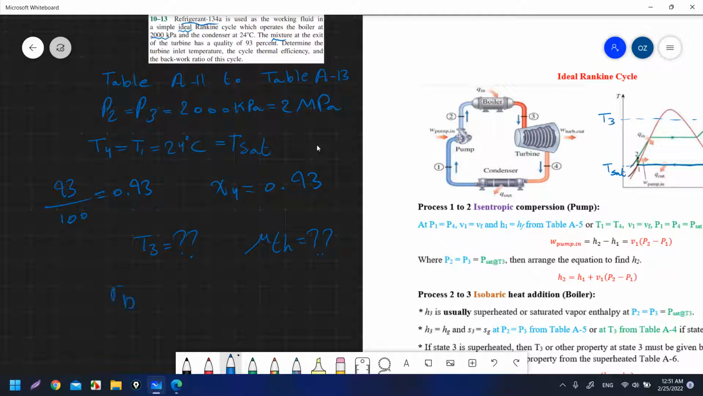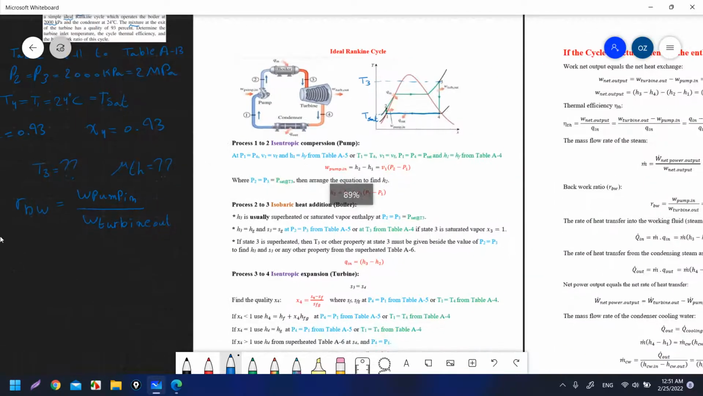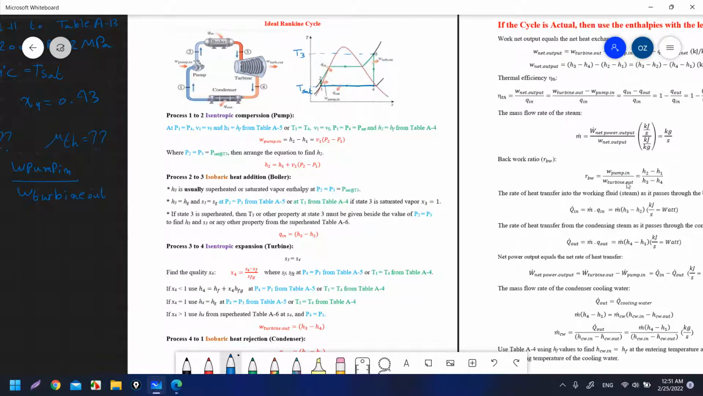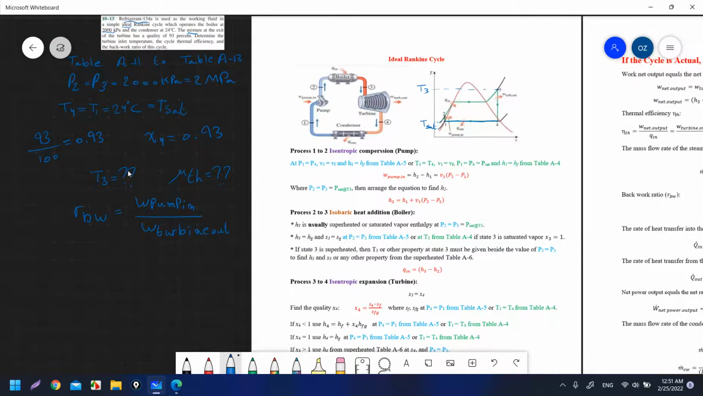So the back work ratio, r_bw, is equal to the work pump in over the work turbine out. In the Brayton cycle we have a compressor instead of the pump. That is the back work ratio. And here is the equation: the back work ratio is work pump in over work turbine out. The work pump in is H2 minus H1, and the work turbine out is H3 minus H4. So also you need to find every enthalpy. Okay, that's it, I need to find the back work ratio.